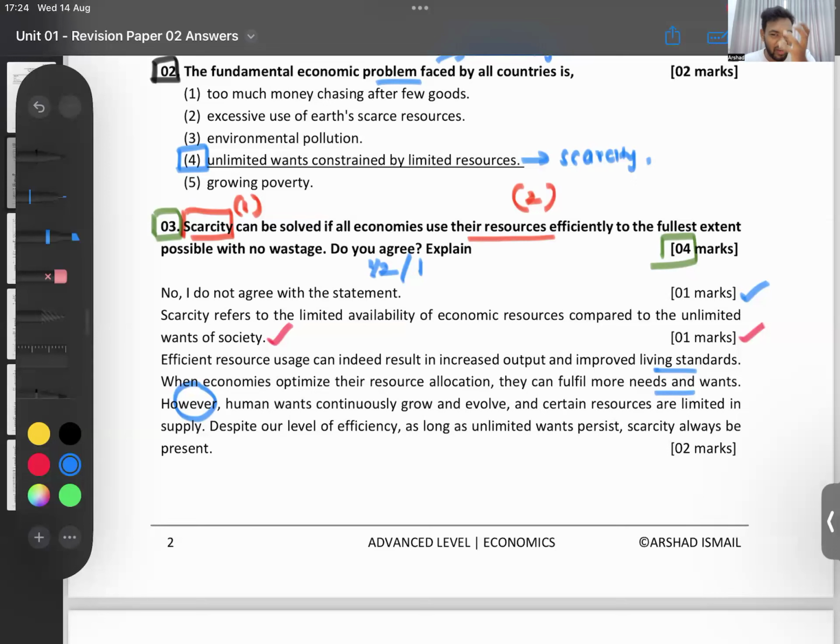However, if you use your resources carefully without wastage, you can produce more. Correct. But no matter how carefully you use them, human bonds will continuously grow and evolve. In other words, human bonds will always be unlimited, and our resources, no matter how carefully we use them, are limited. So despite our level of efficiency, as long as human bonds are unlimited, scarcity will always be present. So that is in your words. You don't copy my words. In your words, you write down.